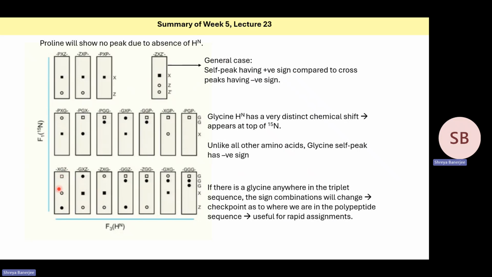Then you can check which specific sign combination it matches with, and you will be able to predict whether the glycine is in the middle or in the first or in the third position. And this will act as a checkpoint to help you understand where you are in the polypeptide sequence. So the unique nature of glycine helps you to assign the polypeptide sequence more rapidly.